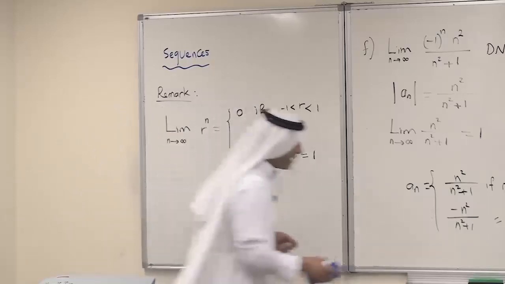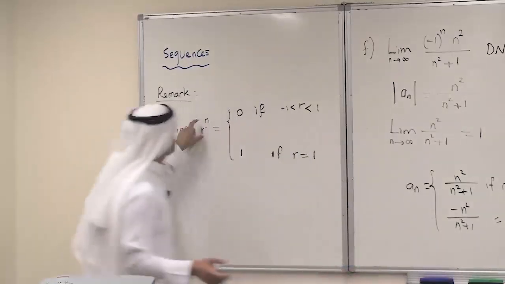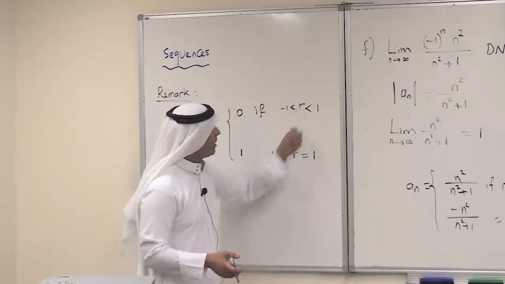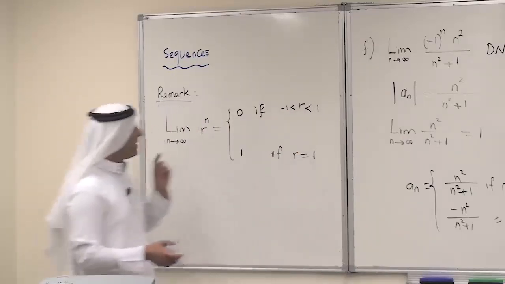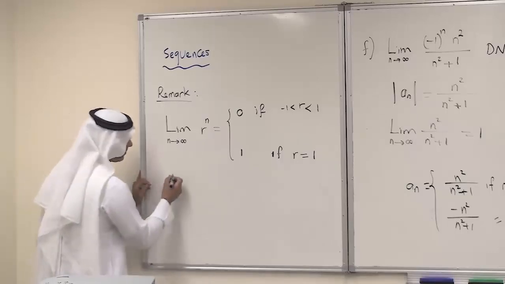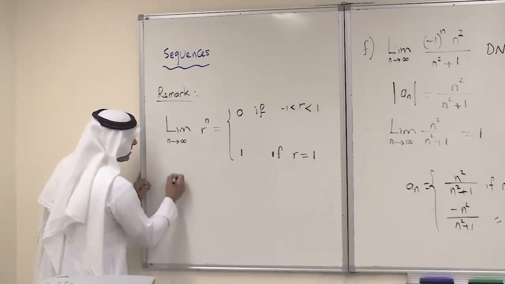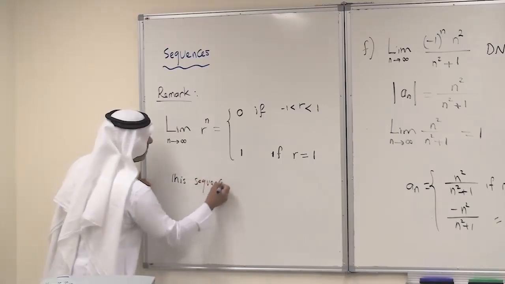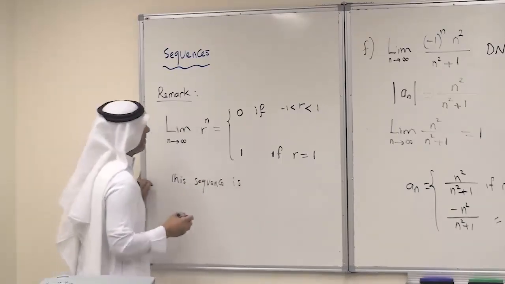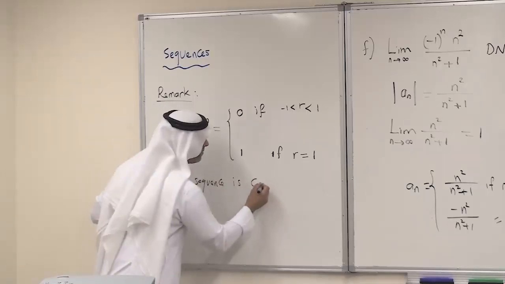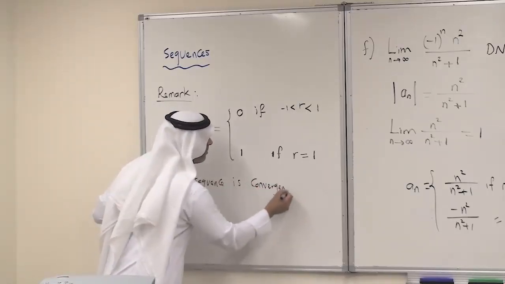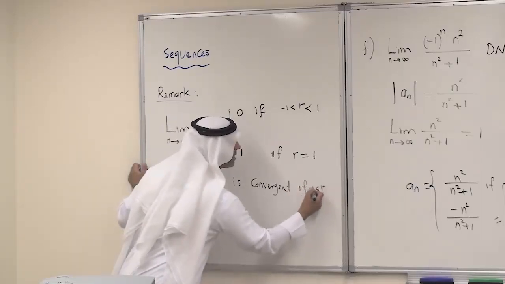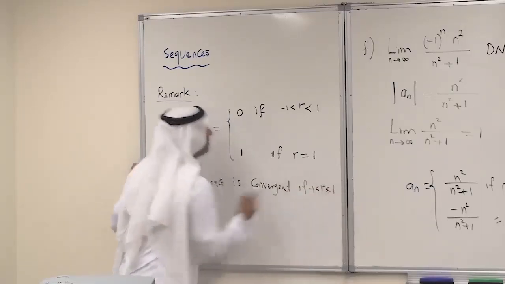After all of this, we can say that this sequence is convergent only if r is between -1 and 1, closed at 1, and it is divergent otherwise. So this sequence is convergent if we have r greater than minus 1 but less than or equal to 1, okay?